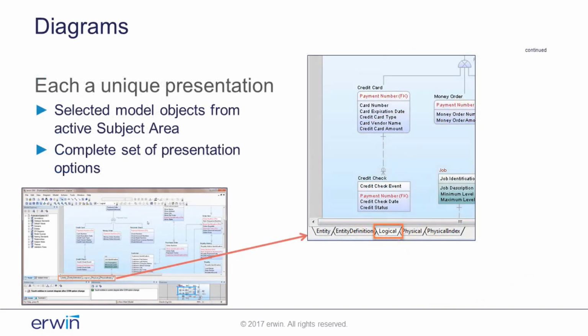Diagrams, again, are discrete in a subject area. They are unique to that subject area. Each subject area has its own set of diagrams, another way of saying the same thing. Each diagram exhibits a complete set of presentation options. We're going to take a look at some examples of this.